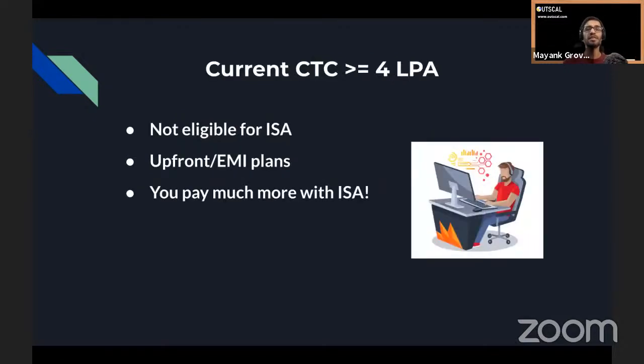If your current CTC is either equal to 4 lakhs or above 4 lakhs, in that case, currently you're not eligible for an income share agreement. Okay, you will have access to the upfront EMI plans, and the admissions team will guide you through that process in terms of what the options will be. So you can decide which ones of those are suitable for you once you've made the decision that you want to continue.